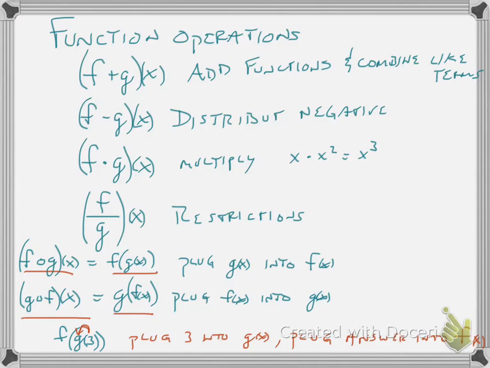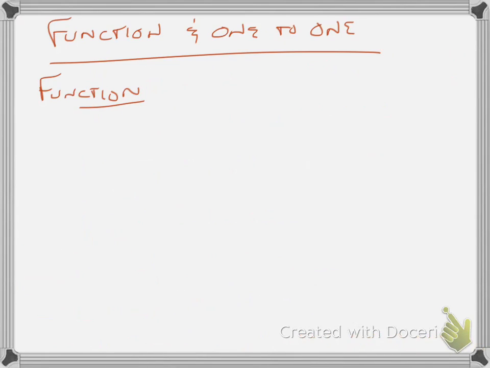If you have a constant in for x, like for this example, f of g of 3, you plug the 3 into the g, and then you get that answer and plug that into the f of x function. You could also do it the same way you did the other ones: find f of g of x, simplify it, and then plug in the 3. Either way will work.